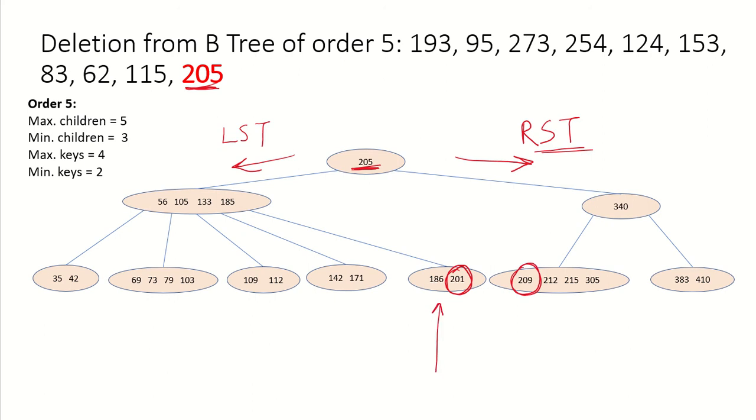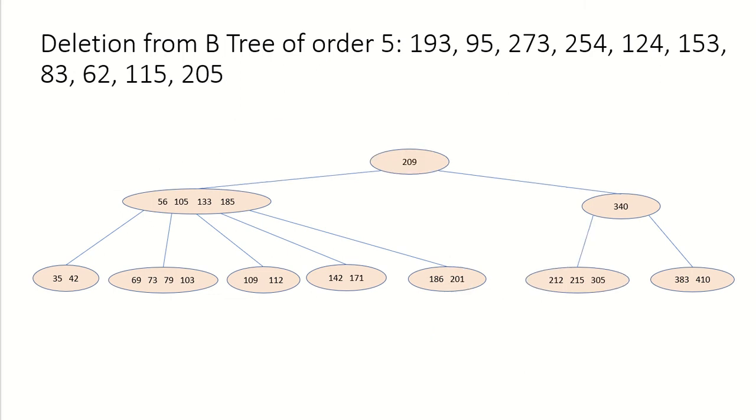Can we take this value 201 from this node? No, because this node has only 2 keys, and that is the minimum requirement. So we cannot take this key from here. So what needs to be done then? We can take this value 209, because this node has more than the minimum number of keys. So we will take 209 and replace 205 by its in order successor. So 209 has been replaced over here, and the rest of the tree remains like this.